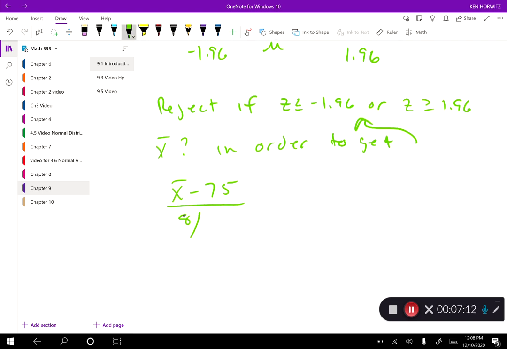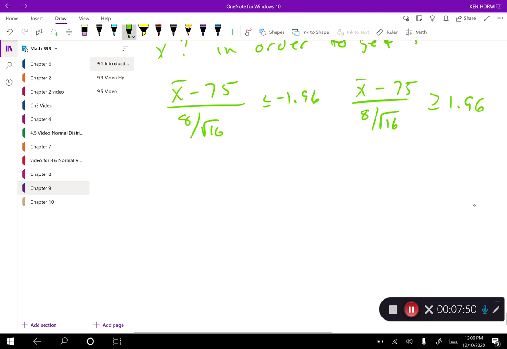(X bar minus 75) divided by 8 over the square root of 16 is less than or equal to negative 1.96. And I want to figure it out on the other end as well. (X bar minus 75) over 8 divided by the square root of 16 is greater than or equal to 1.96. What I want to do is bring it out of Z. Remember, Z is our standardized units of measure, and I want to bring them back into whatever units we're using, if we're doing heart rate, or average boxes or time or something like that.